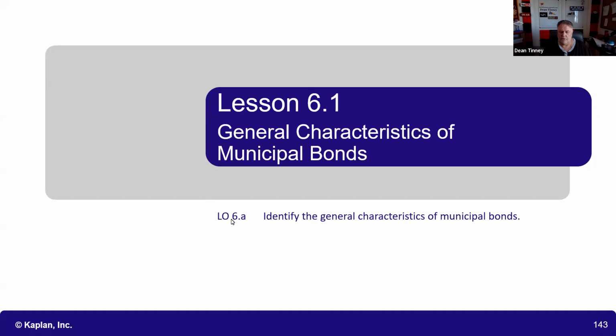Okay, so characteristics of muni bonds, the general characteristics. You're held accountable for three issuers of debt securities: corporate issuers, municipal issuers, and the US government. These are all people who want to borrow money from you. And you can lend them some money and they agree to pay you interest.